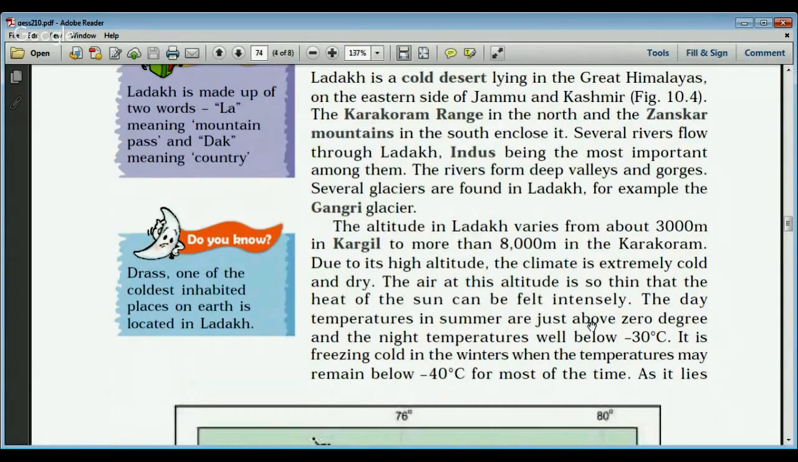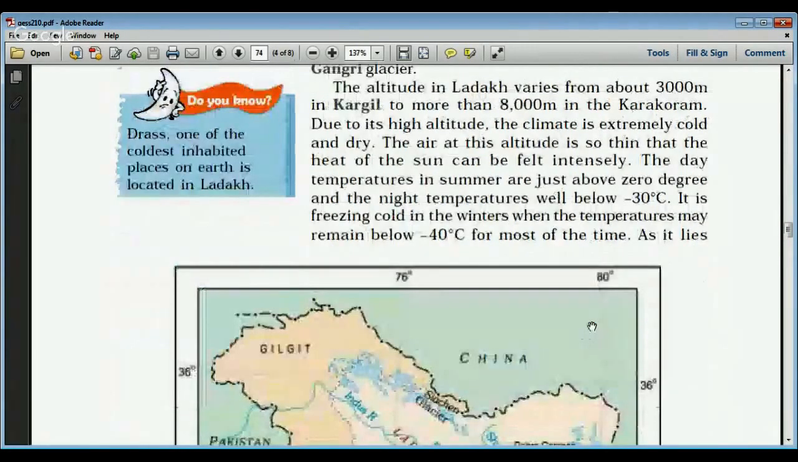And because rivers have just originated from there, they are in their youth stage or young stage, and that is why most of the rivers form deep valleys and gorges, and various glaciers are also found in the Ladakh area. For example, the Gangri Glacier. The altitude in Ladakh varies from about 3 kilometers in Kargil to more than 8,000 meters or 8 kilometers in Karakoram.